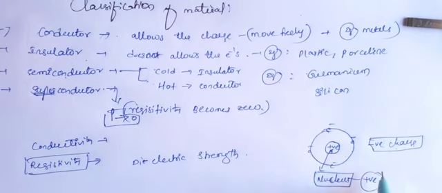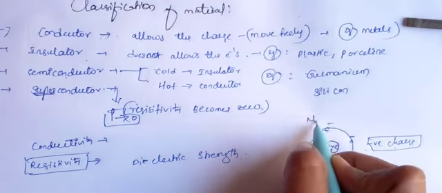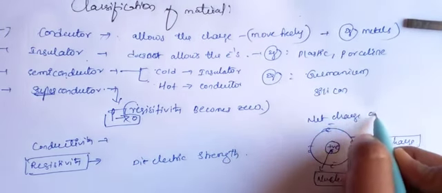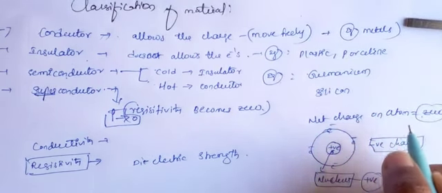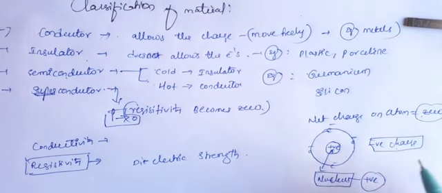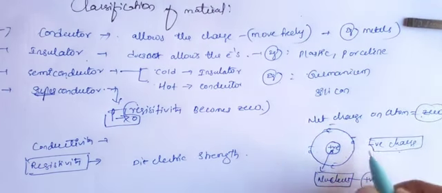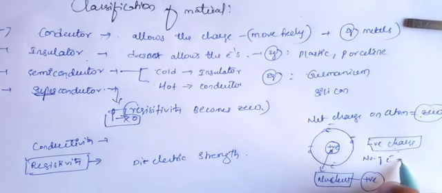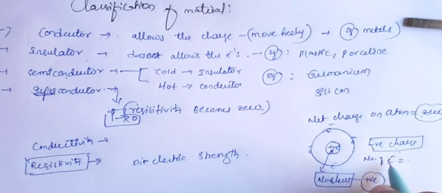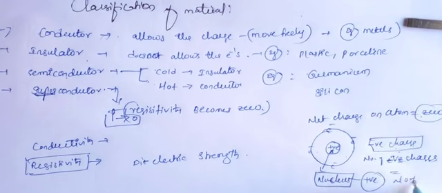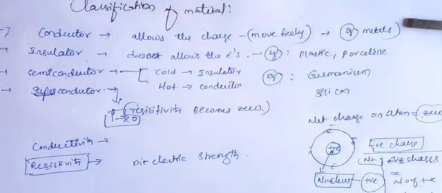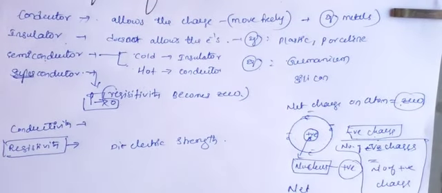So that means the net charge on an atom will become zero. The net charge on an atom becomes zero means, if there are 10 positive charges, then there exist 10 negative charges. That means the number of electrons must be equal to the number of negative charges, and the number of negative charges must be equal to the number of positive charges. Then only the net charge on the atom will become zero.